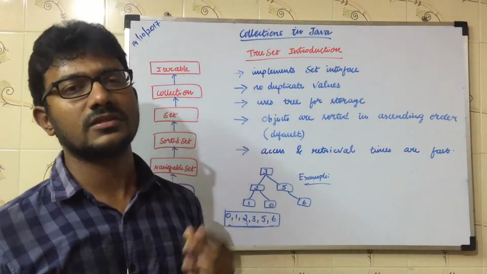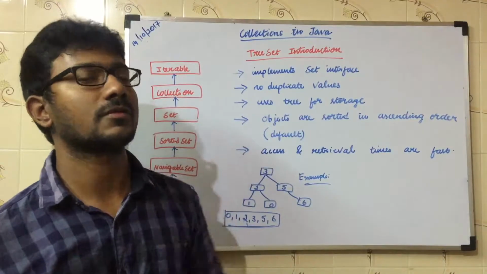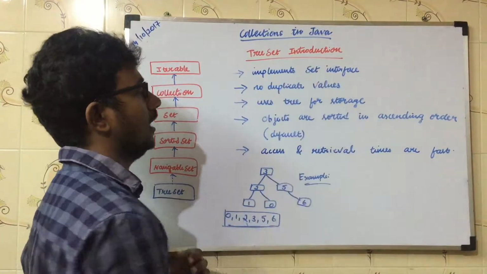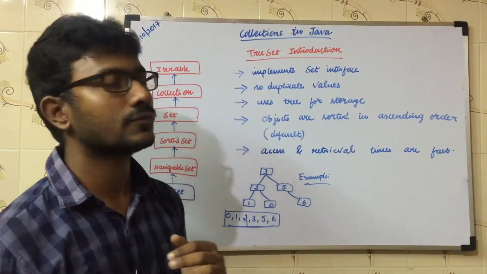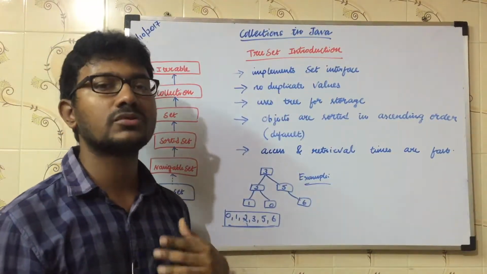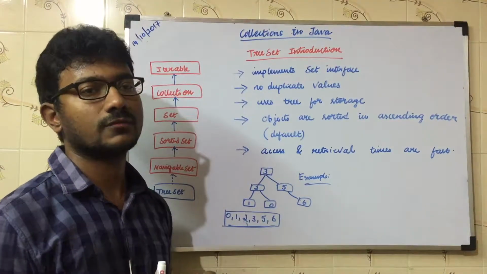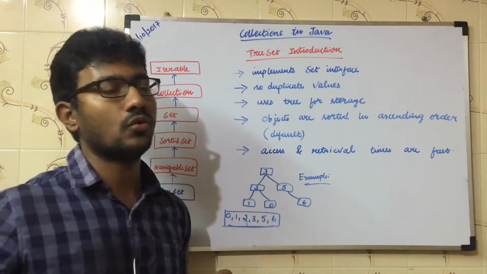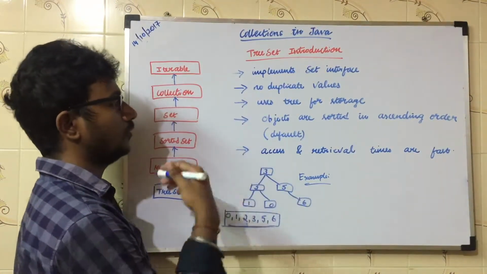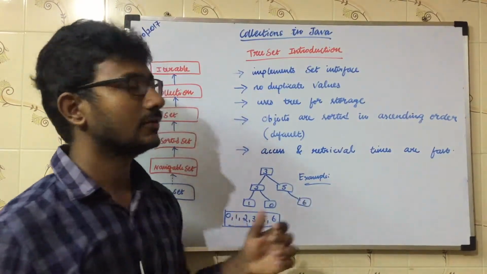Since this is an implemented class of the set interface, it follows the set interface principle, which is that no duplicate values are allowed. The same thing is followed here. The important thing is that the data structure used for storing the data in tree set is a tree. If you haven't studied the tree data structure, please mention it in the comments of this video so that I can make a video for that alone. For now, just consider this a tree: 3, 2, 1, 0, 5, 6. If you add a new element, 7, it would be added here like that.